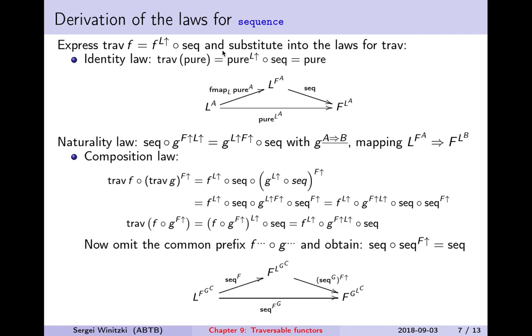Let's derive the corresponding laws for sequence. To do that, we just express traverse like this through sequence and substitute that into the laws of traverse. So let's look at identity law. Traverse of pure equals pure. So traverse of pure equals this, and that should equal pure. So that's the law of identity for pure. So pure lifted to L and then sequenced should be the same as pure applied to the type parameter LA.